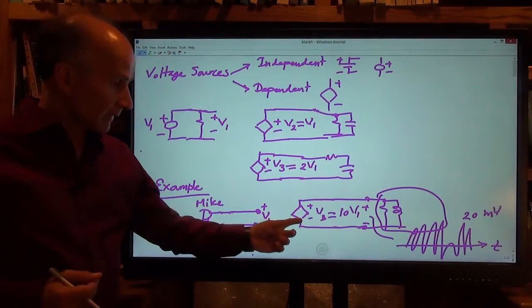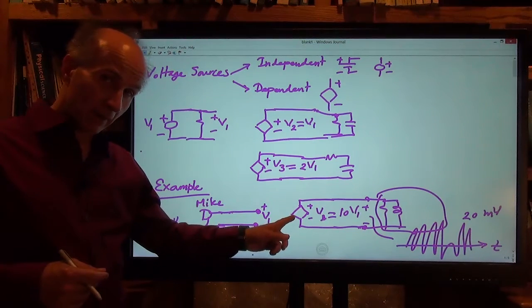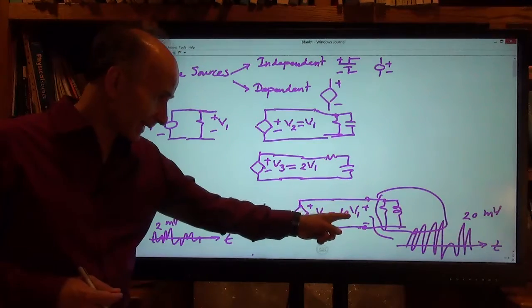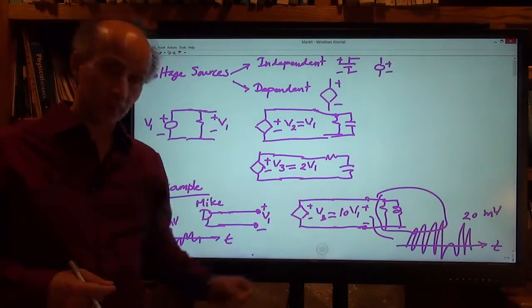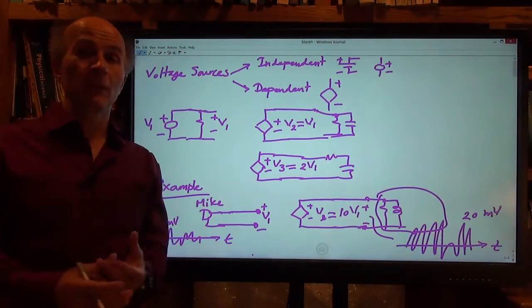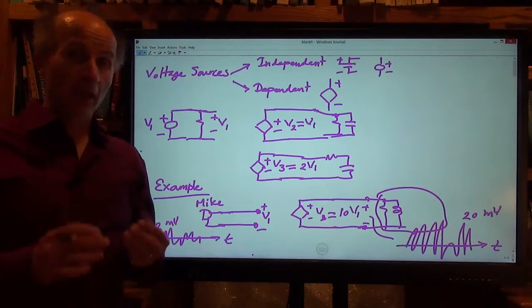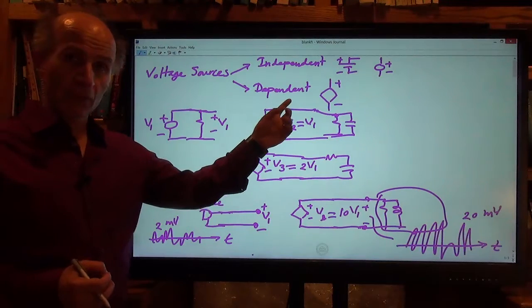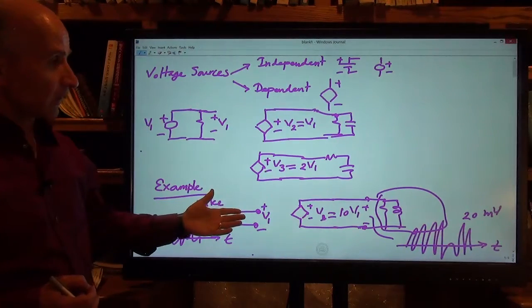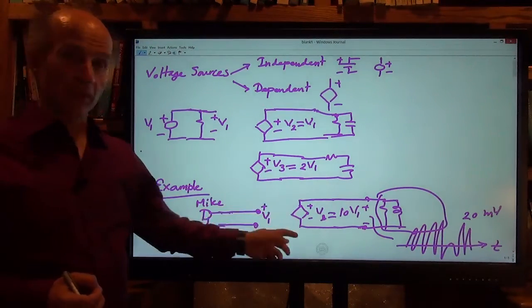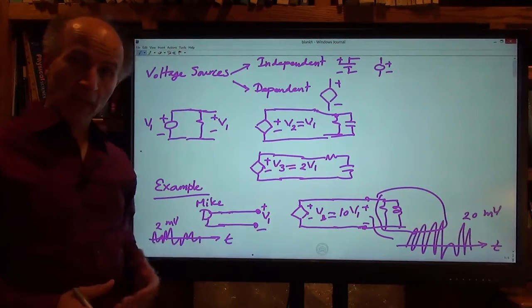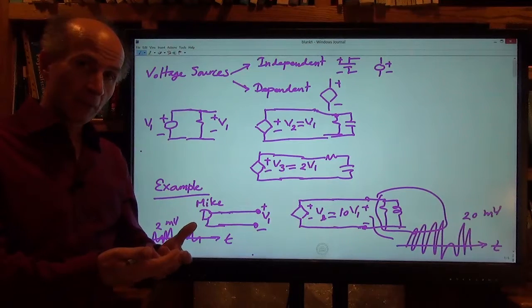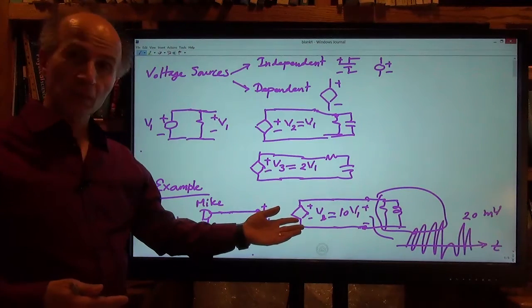But this says that if you could build something like this, a dependent voltage source that depended on V1 by a factor of 10, then you would actually build an amplifier. Now you can see the utility of dependent sources. Dependent sources are good for cases like this, where we want to model an amplifier or some other device, and we don't want to deal with all the complexities inside that amplifier. So we just model it by a dependent source.